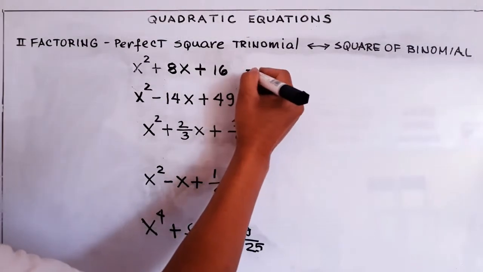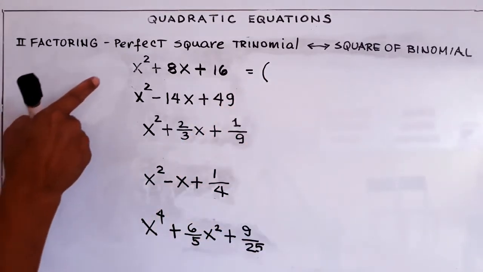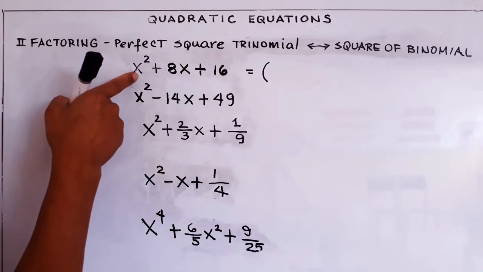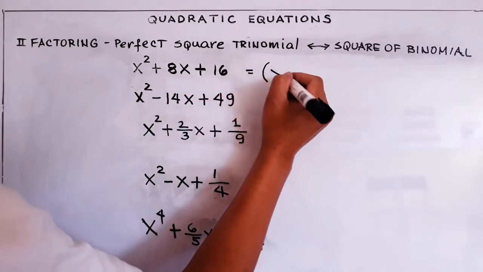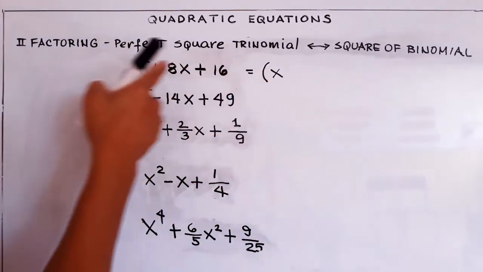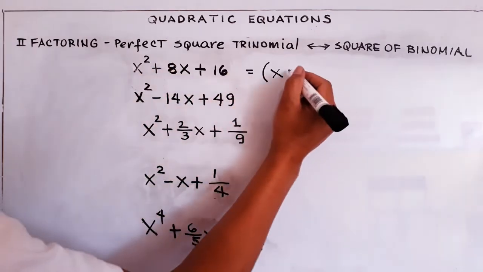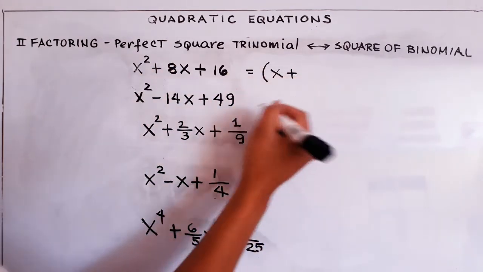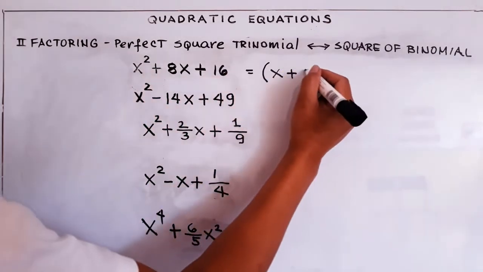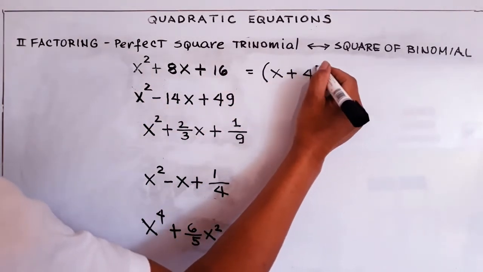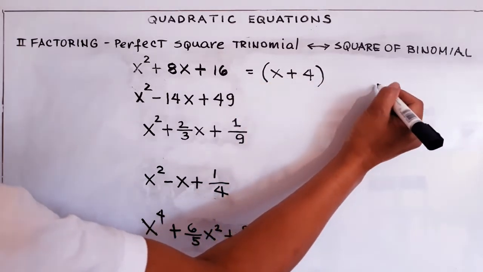So put this one, then the bracket. So we have here x squared. We take the square root of x squared, which is x. The sign of the middle term is positive here, so you put plus here. And then the square root of 16 is 4. Your answer is x plus 4 times x plus 4.